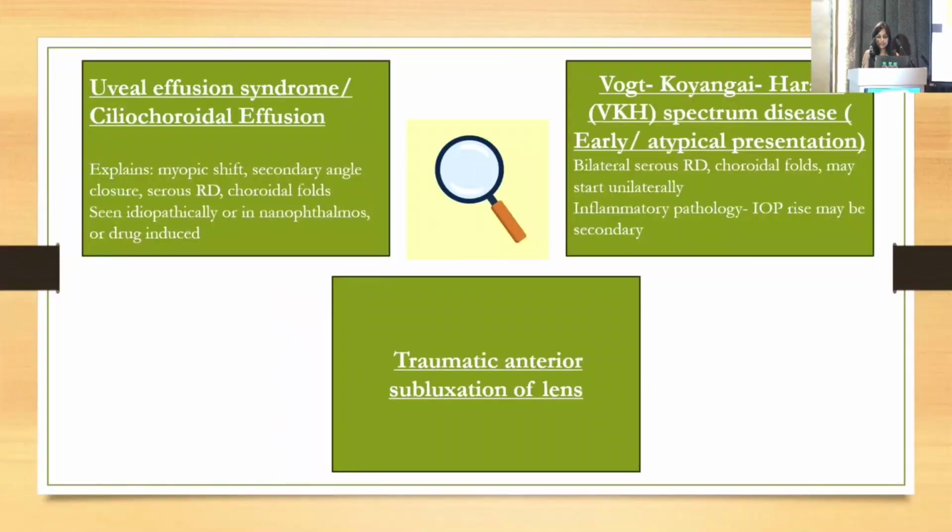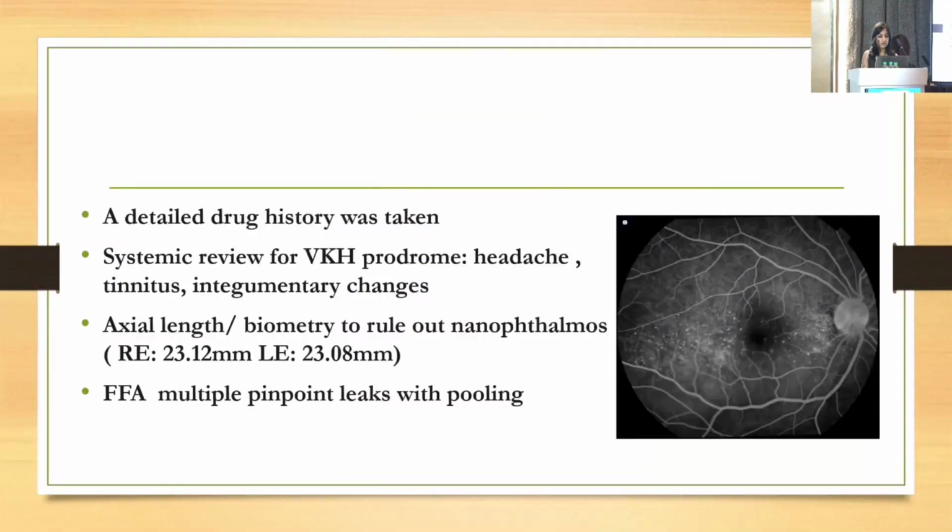So now the evolving differentials could be, one, again the uveal effusion syndrome or the cilio-choroidal effusion, which again explains the myopic shift, the secondary angle closure, serous detachments, choroidal folds. It can be seen idiopathically or in nanophthalmos or drug induced. The other possibility could be a VKH spectrum disease. However, it could be an early or atypical presentation, because normally there are bilateral serous RDs, choroidal folds, but it may start unilaterally. And the inflammatory pathology could be the cause for the IOP rise.